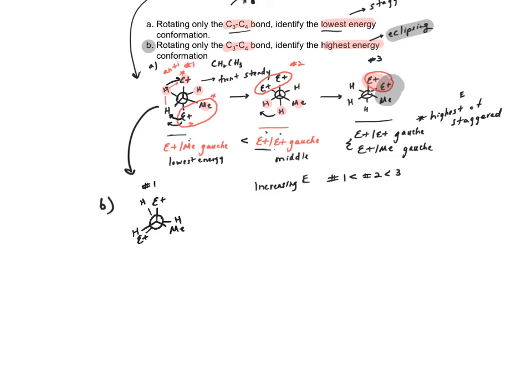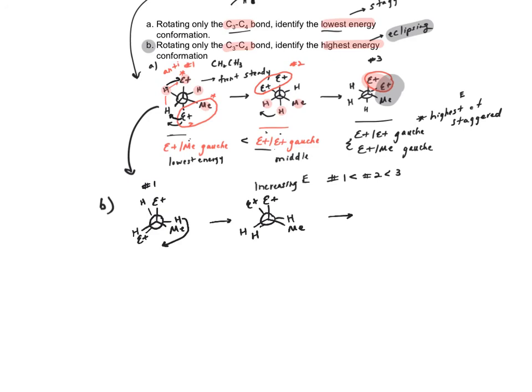I'm then going to do the same thing. I'm going to rotate this guy, but now I'm going to do it 60 degrees. So same thing, I've got ethyl, methyl, hydrogen. I am going to rotate this guy, so now we have a hydrogen over here, we've got our ethyl over here, and we've got another hydrogen over here.